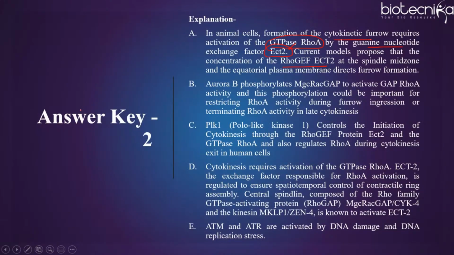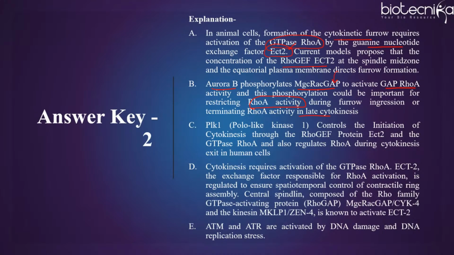Then Aurora B. Again, it is a very important protein. It phosphorylates MGC RacGAP, and then it can activate this GAP for RhoA. This phosphorylation is important for restricting RhoA activity during furrow ingression. So it is required during furrow ingression for terminating RhoA activity. So it is like a regulating protein, the Aurora B.